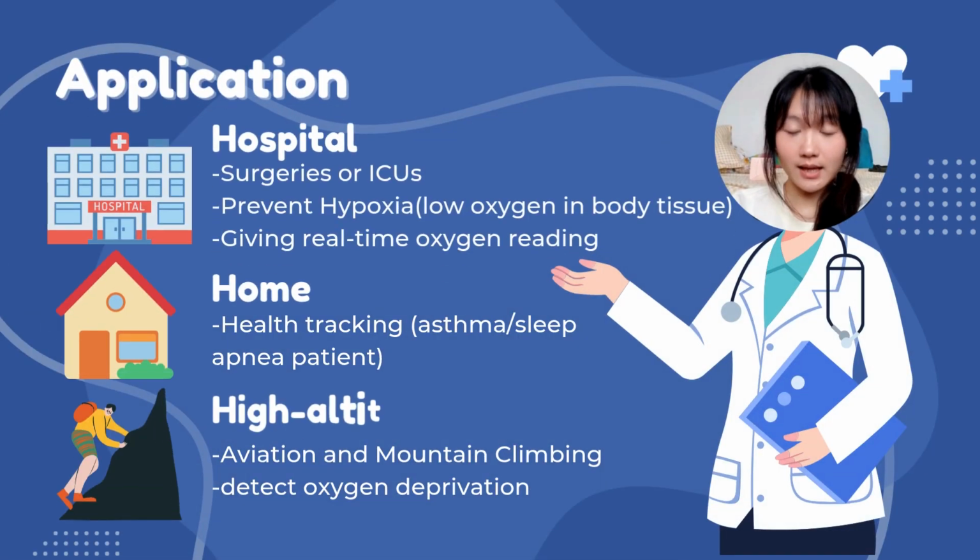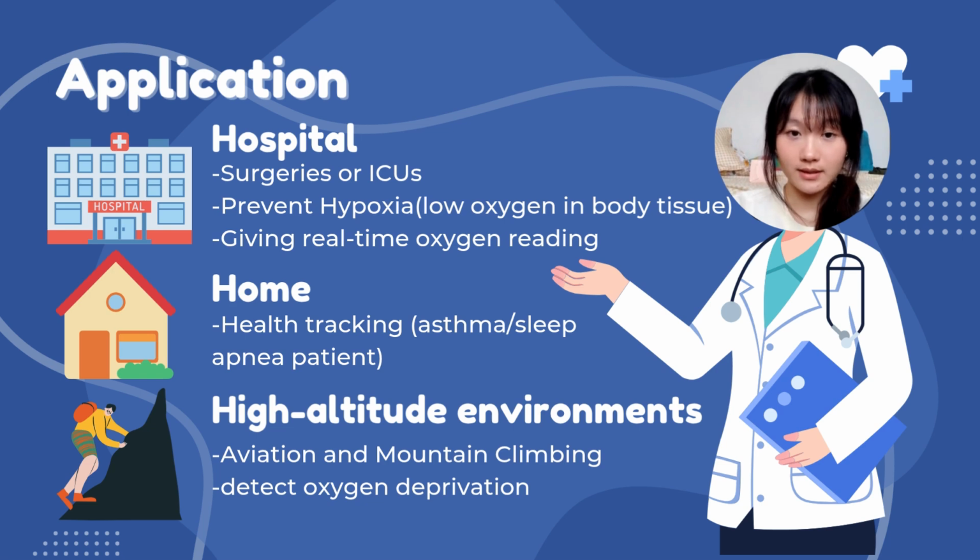Pulse oximeters are widely used in hospital, home, and high-altitude environments. For example, during surgery or in the ICU, they use pulse oximeters to prevent hypoxia by giving real-time oxygen readings. In wearable devices, they enable health tracking at home for people with sleep apnea or asthma. In aviation and mountain climbing, they help to detect oxygen saturation early.